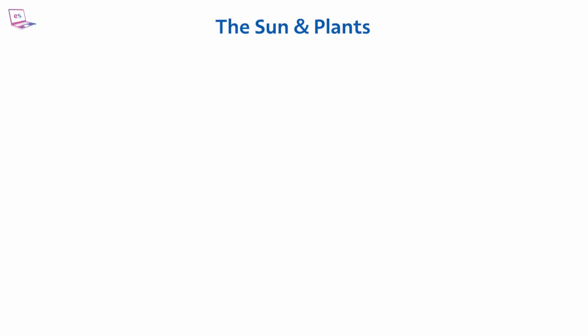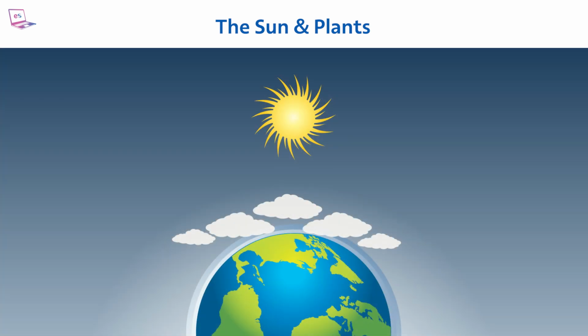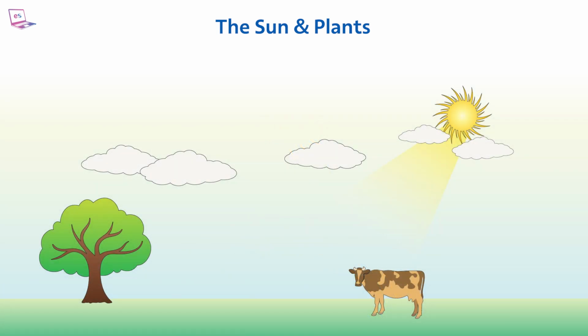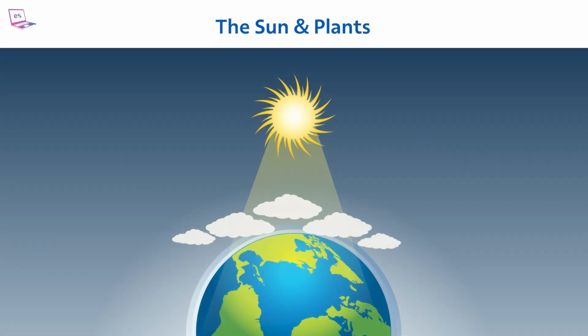The sun and plants. The sun is the primary source of energy for Earth. When sunlight reaches Earth, some of its energy is absorbed by the atmosphere, including clouds. Also, some of the sun's energy is reflected back into space, whilst the rest of the energy reaches Earth.